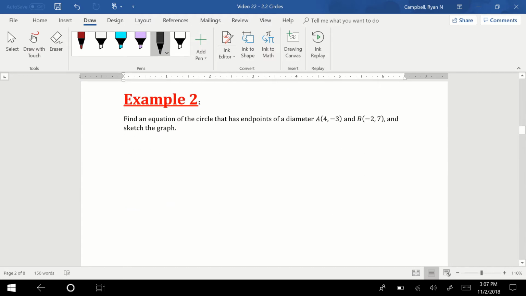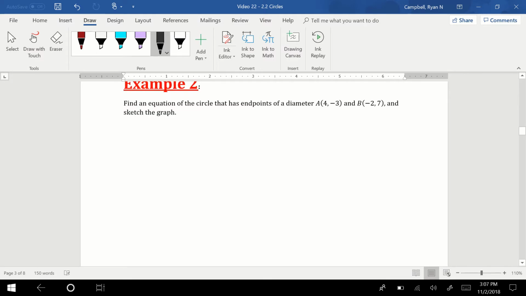Let's look at another example. Find an equation of a circle that has endpoints of a diameter of (4, -3) and (-2, 7), and then graph it. This time we're not given the center. So how are we going to figure this out? Well, maybe we can sketch it first. So we know that point A is going to be (4, -3), and we know B is going to be (-2, 7).